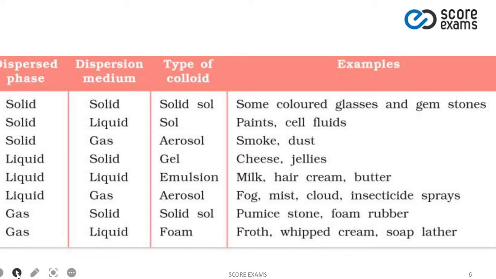When the dispersed phase is a gas and the dispersion medium is a liquid, then it is known as a foam. Froth, whipped cream, soap lather, these are examples of foam.